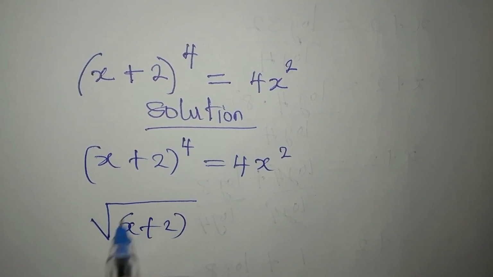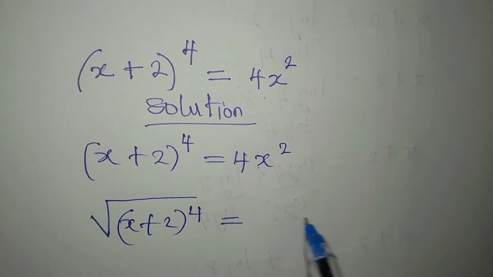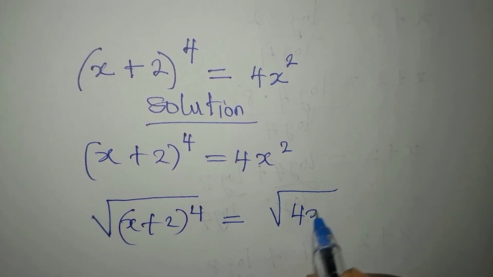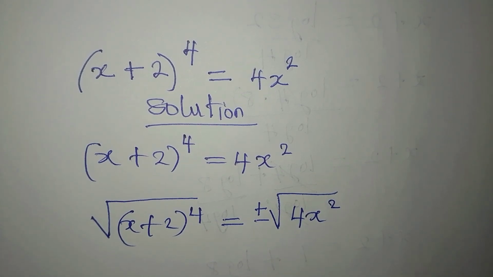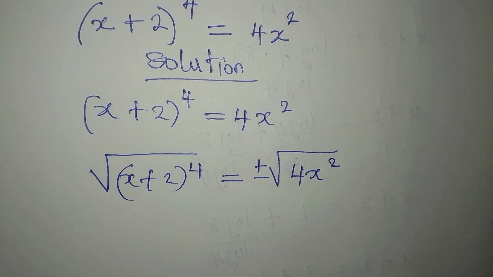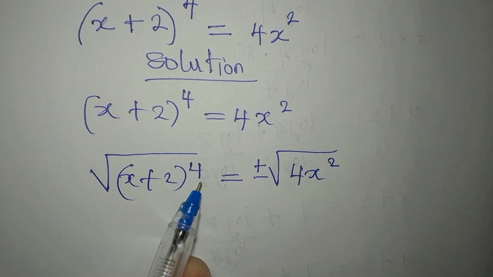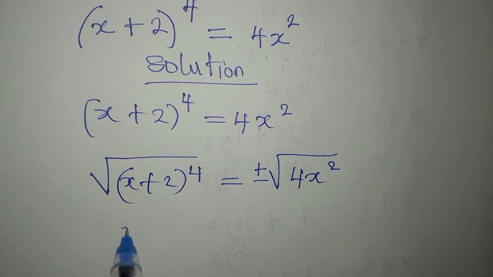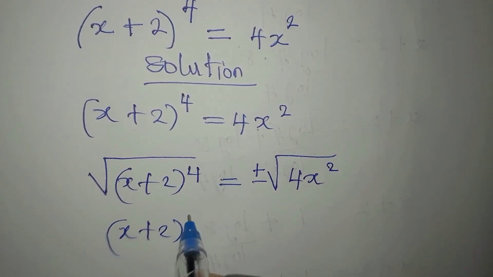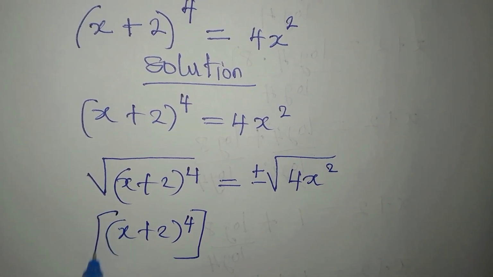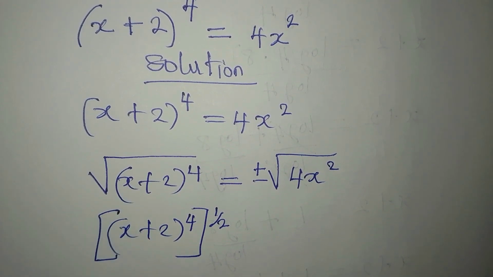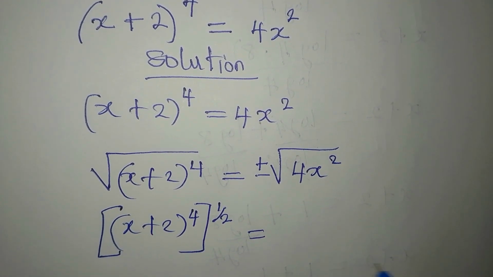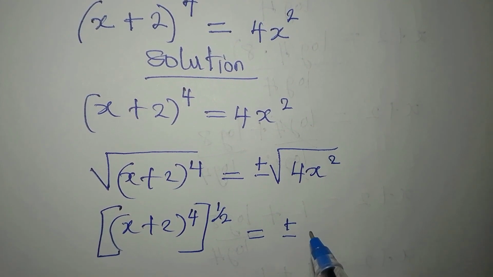(x + 2)^4. Then we take the square root of the other side, 4x^2. But mind you, this time around we have plus or minus on the right hand side. And then, what does the square root have to do with this power? Now, this is the same as (x + 2)^4, then this is raised to the power of 1/2 because of the square root. This and this are the same. Then on the other side, we have plus or minus.